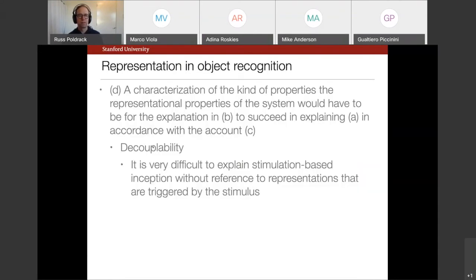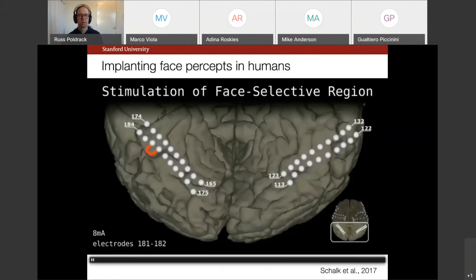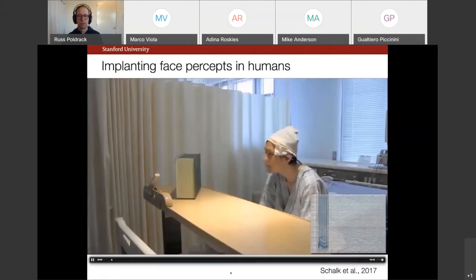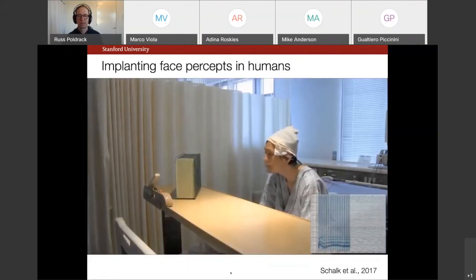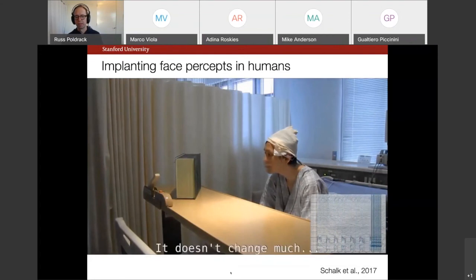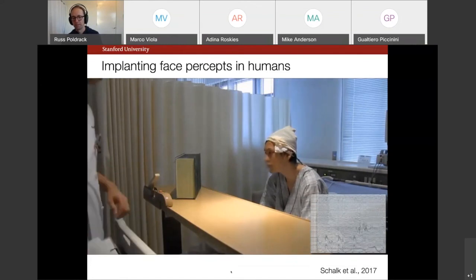Oh, do we not get the video? Let's see. Okay, here goes the video. So basically, this person is looking at just a blank screen, and they're about to have their face area stimulated. So they're not seeing anything, and you'll see a little blip down here on the bottom right when it gets stimulated.